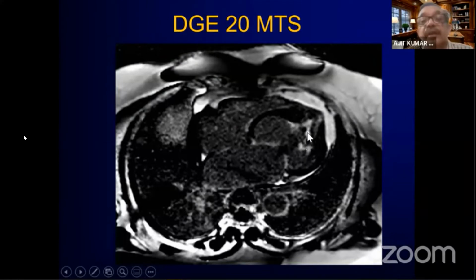So this is the typical delayed enhancement that you would see. It does not involve the entire obliterated segment, but just the subendocardial component alone. You would also find there is atrial enhancement as well.